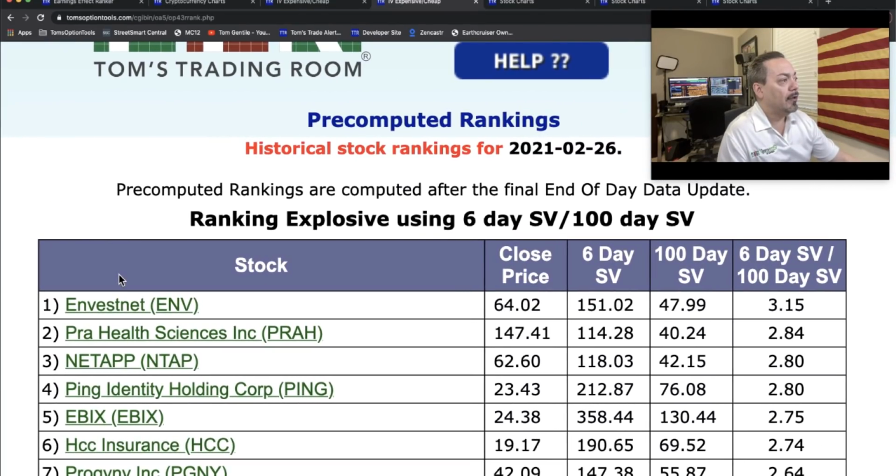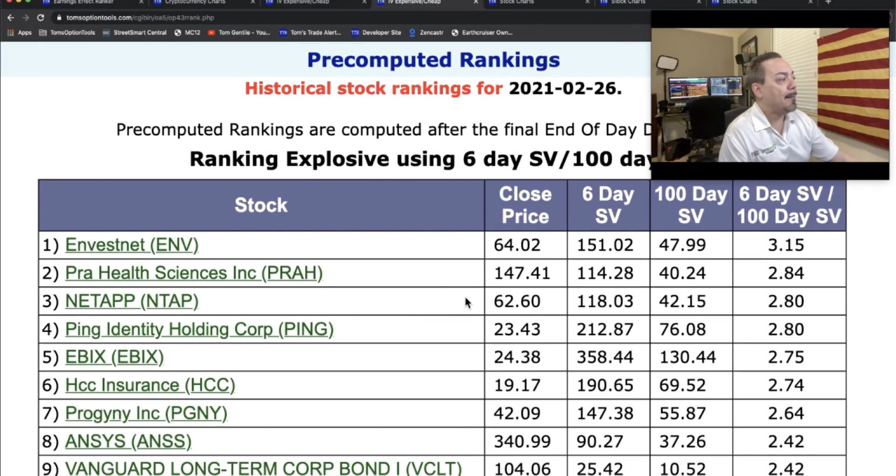Now, what is the explosive list telling us? These are the ones that have the 6-day that are the greatest above the 100-day, as you can see here. Let's take a look at number 3, NetApp. So NetApp is a $62 stock. Its 6-day statistical volatility is at 118.03. These are percentages. Look at the 100-day, 42.15. That means the 6-day is trading at 2.8 times the 100-day. It means it's moving around a lot.